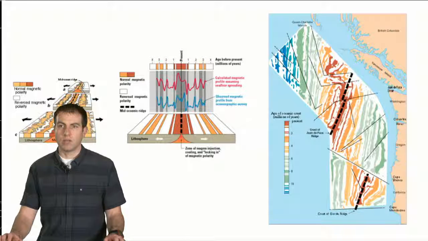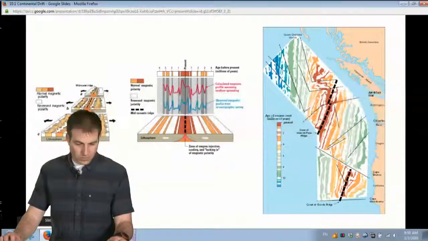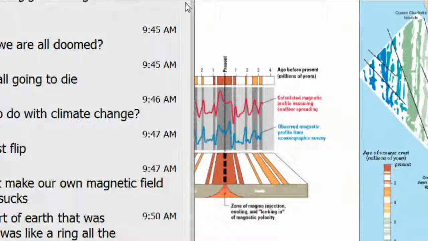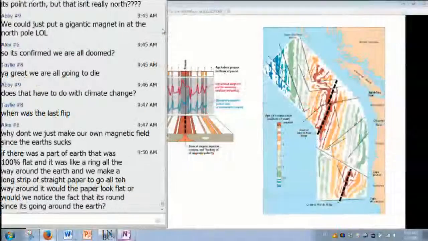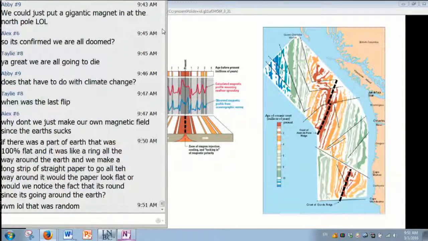Would the paper look flat, or would we notice the fact that it's round since it's going around the Earth? I'm not sure I understand your question, Alex. I'm going to read it again here. There was a part of the Earth that was 100% flat. It was like a ring all the way around the Earth, and we make a long strip of straight paper to go all the way around. Would the paper look flat?